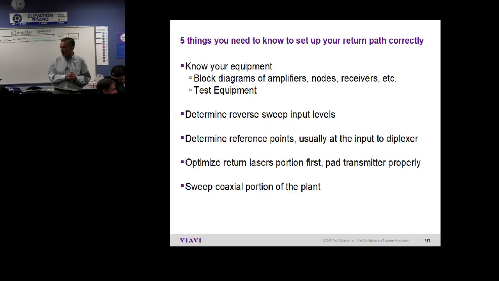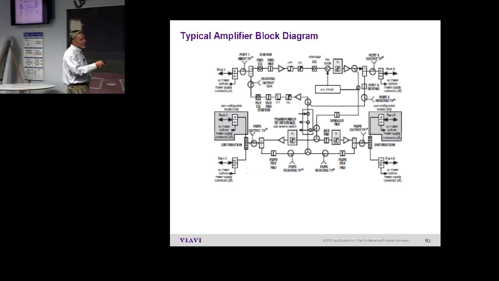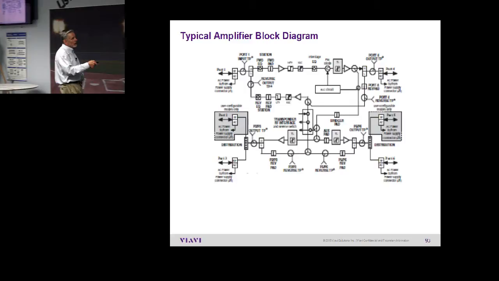I don't understand what this is doing here. There we go. Okay, so there's a typical amplifier block diagram, and you can see that this test point here is for the downstream, but you can see that this test point here for the return covers both nodes. So if you put your meter there looking for ingress, for example, how are you going to know which port it's coming off of? You don't. Okay?